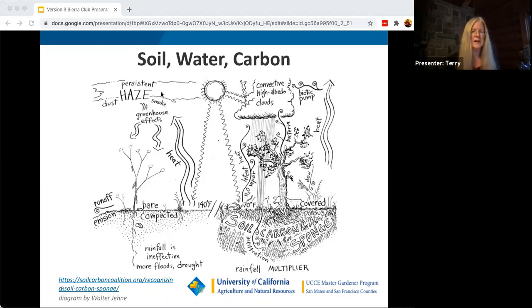And this haze helps hold the heat in a little bit. So you can see that humans have a choice in how we treat the soil. We can treat the soil and develop the sponge and have good water infiltration and fill up our aquifers, or we can ignore the soil and degrade the soil and have it become compacted and end up with a very hot, uncomfortable climate.